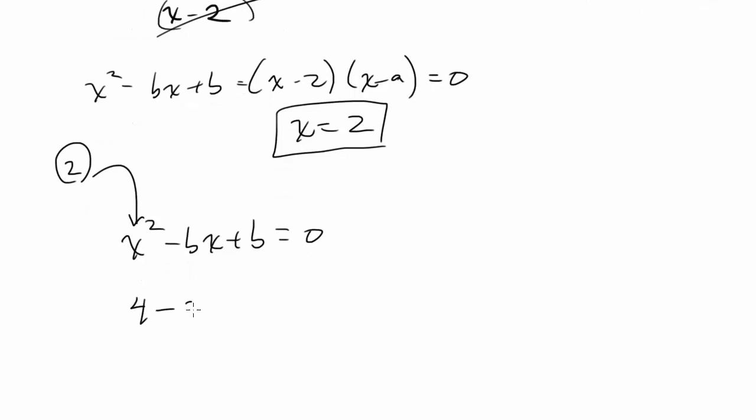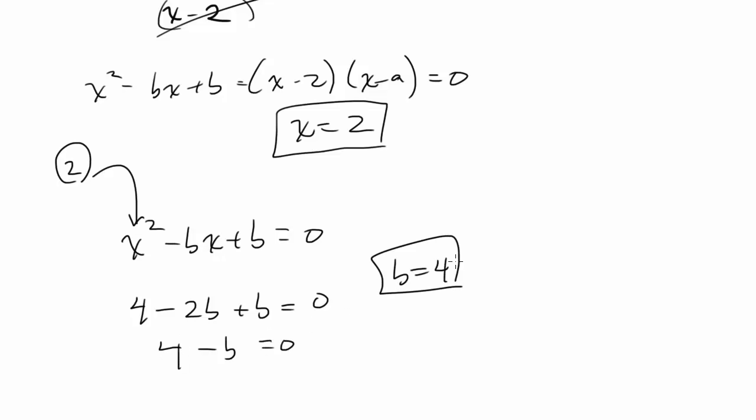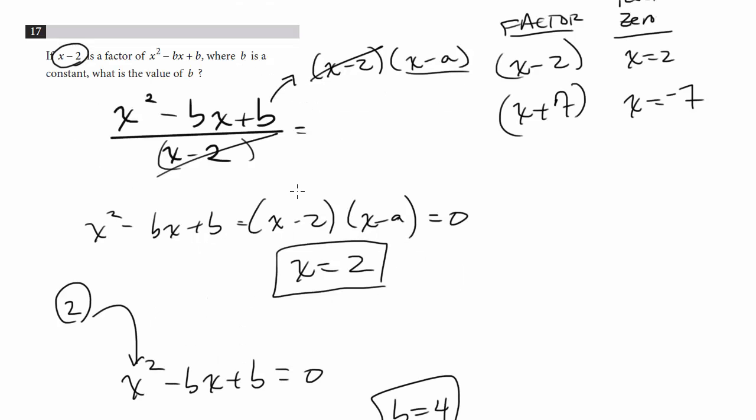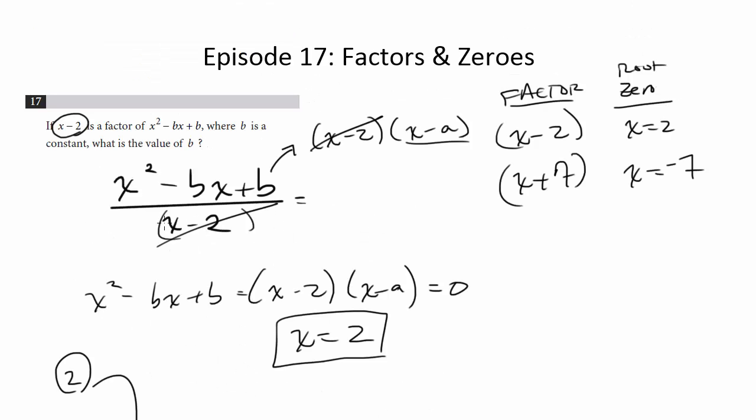And now we have something we can solve. So we're going to get 4 minus 2b plus b equals 0. So negative b, or 4 minus b, is equal to 0. So b is equal to 4. And that's it. And if you wanted to check, you could. So going back to the previous episode, there are multiple ways to solve it. Once you have the answer, you could check to make sure it's actually consistent.